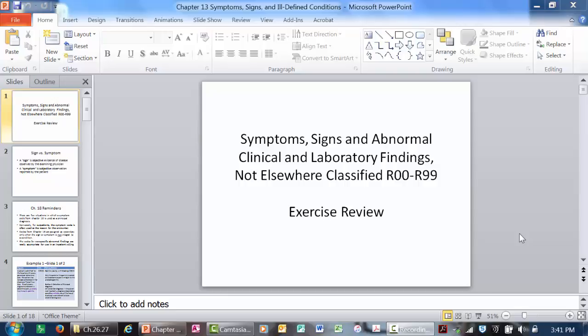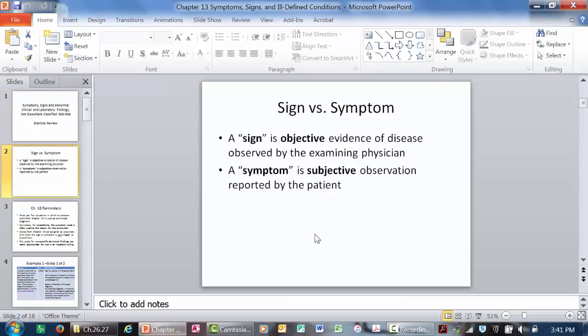Today we're going to talk about symptoms, signs, and abnormal clinical and lab findings. One of the first things we want to distinguish is the difference between a sign and a symptom. A sign is objective evidence, and that is observed by the physician, and a symptom is subjective, and that is reported by the patient. Both, however, are reported.